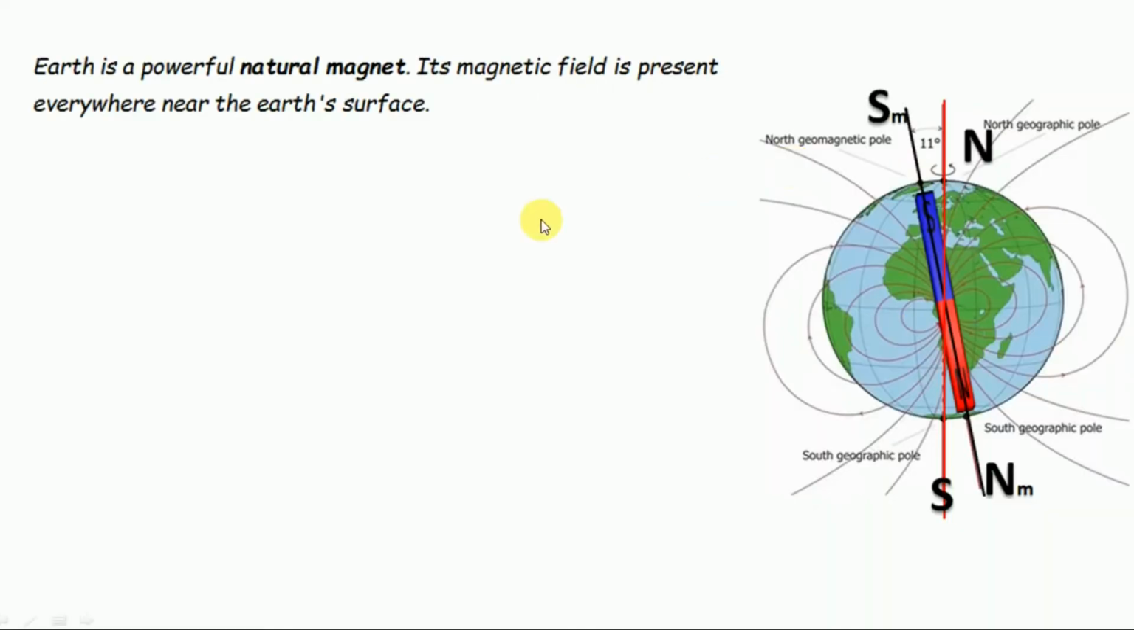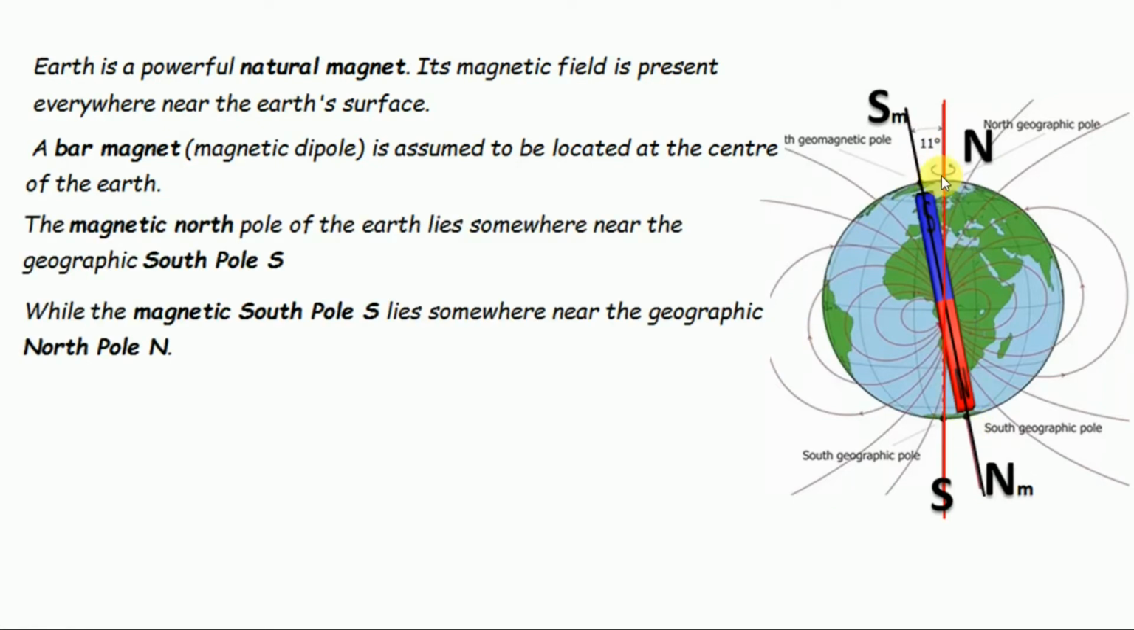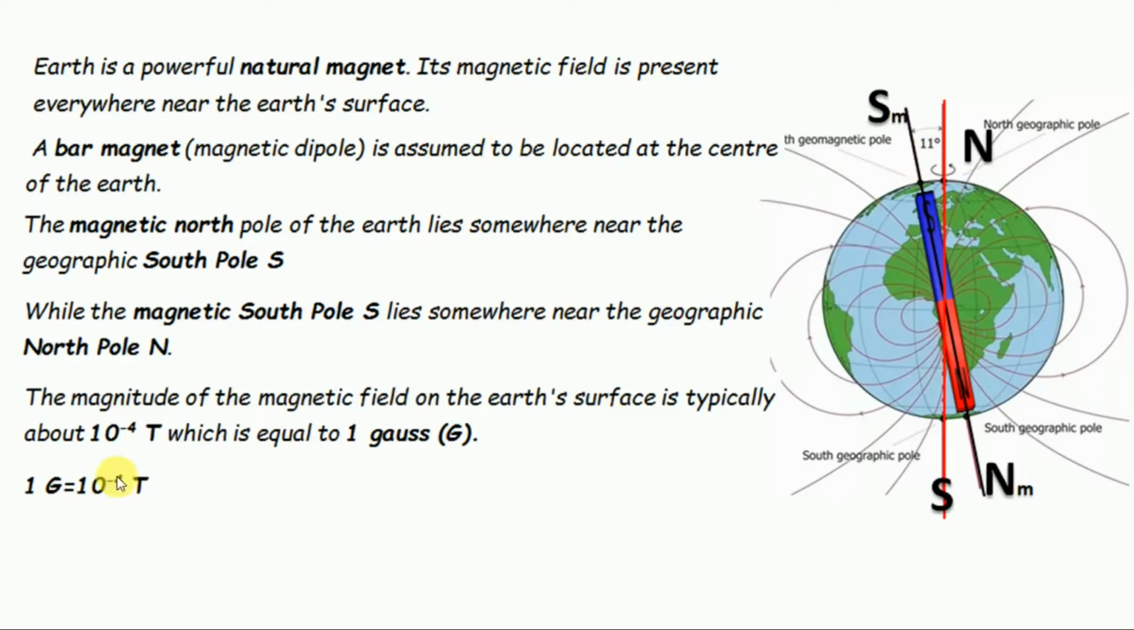Now we'll see some facts about the magnetic field of the earth. Earth is a natural magnet, and its magnetic field is present everywhere on the earth, and we can assume there is a bar magnet inside the earth, but in reality its magnetic field is produced by the moving charges inside the earth. So magnetic north is towards the geographical south, and magnetic south is near the geographical north. And the magnitude of the magnetic field of the earth is 10 to the power minus 4 Tesla.